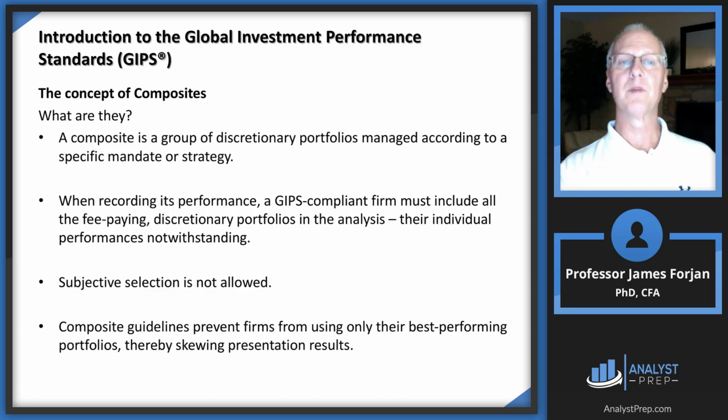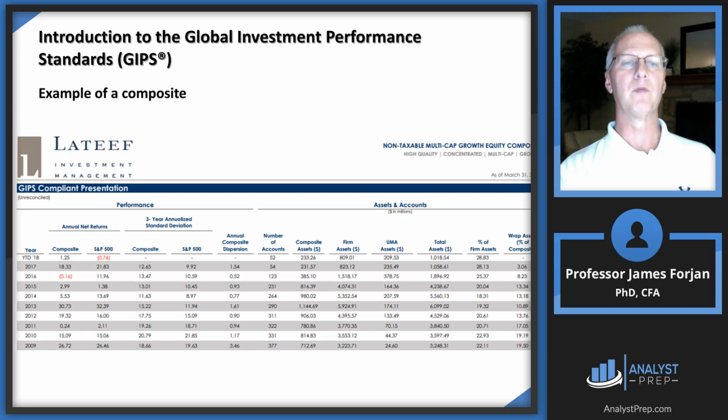Let's talk about this concept of composites. What are they? A composite is a group of discretionary portfolios managed according to a specific mandate or strategy. Of course, discretionary portfolios are those in which the manager has discretion over the buy and sell and hold decisions. GIPS compliant firms must include all fee-paying and discretionary portfolios. Subjective selection is not allowed. And of course, composite guidelines will prevent firms from using only their best performing portfolios.